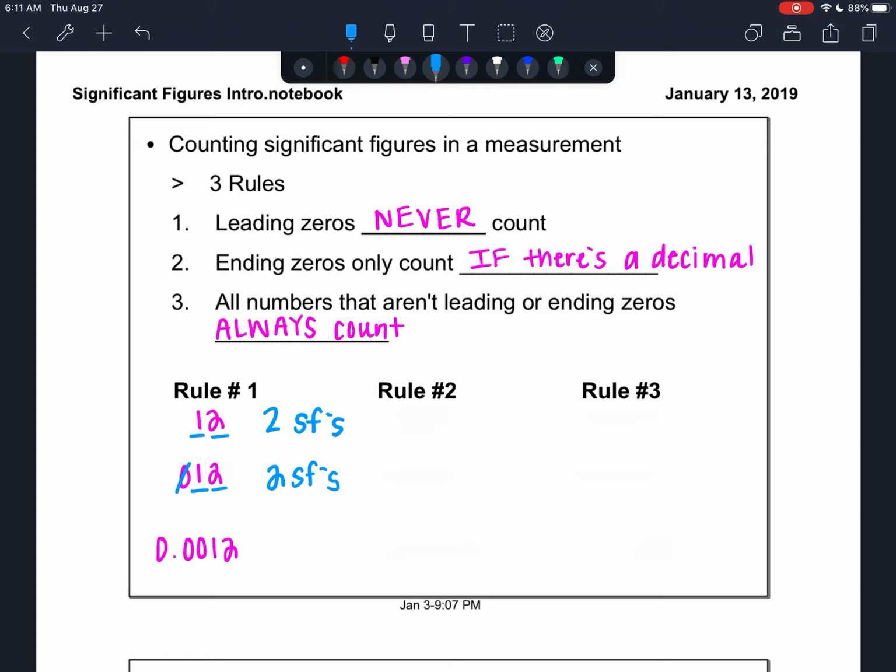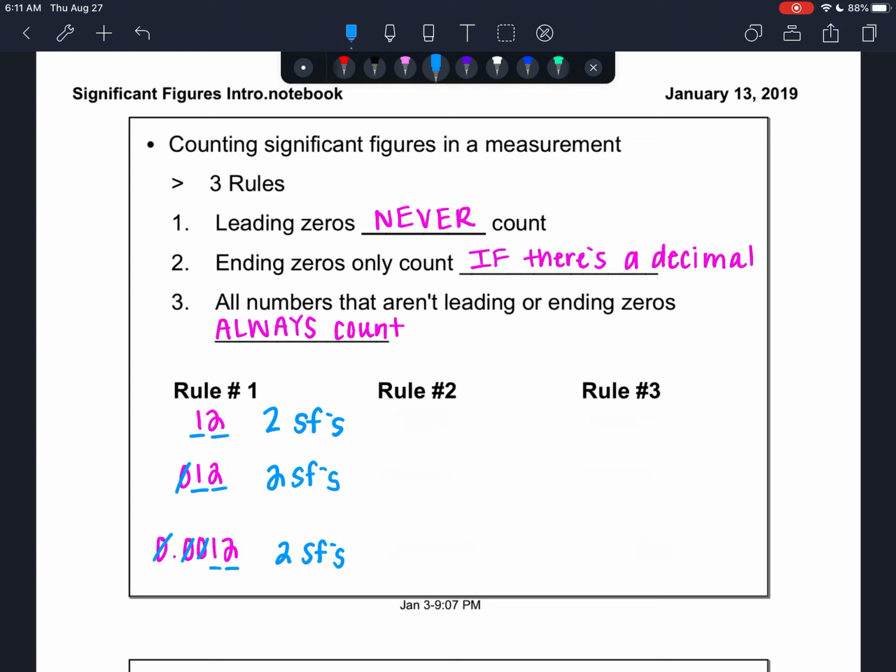But what if I had a decimal, 0.0012? Well, I know that 1 and 2 are going to count, and all of these zeros are leading zeros. They're in the front of the number, so they don't count. So this measurement also only has 2 significant figures.